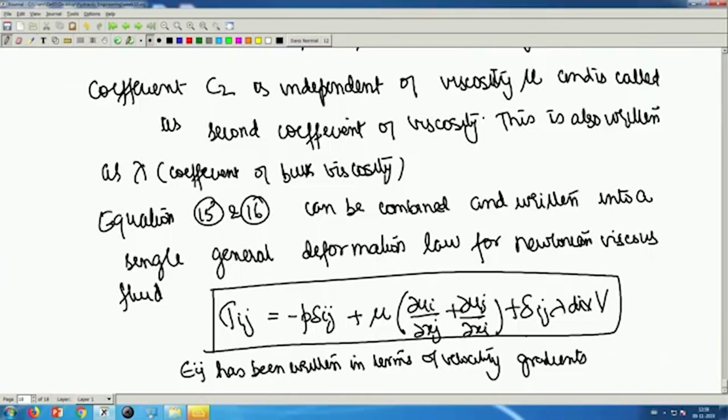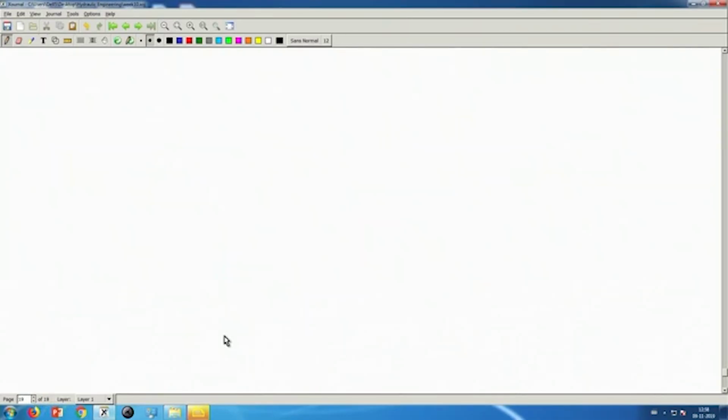Welcome back, students, to the final lecture of this module, viscous fluid flow, where we are deriving the Navier-Stokes equation. In the last lecture we wrote the general deformation law for Newtonian viscous fluid, and we call this equation number 18. So proceeding forward, we will talk a little bit before writing the Navier-Stokes equation.